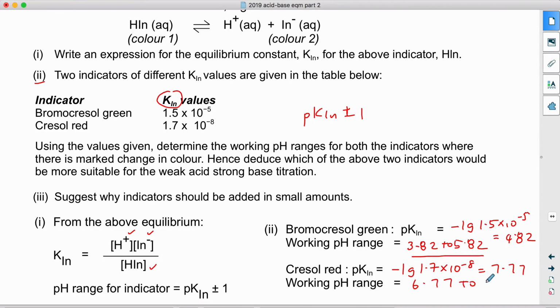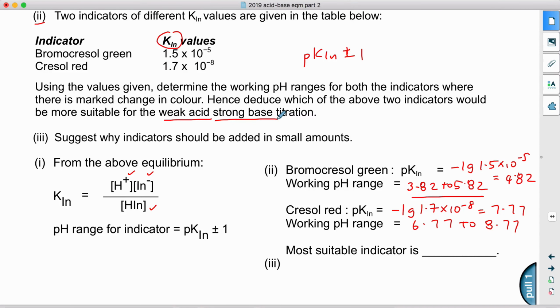So the working range should be 6.77 to 8.77. For a weak acid, strong base titration, we know that the equivalence pH would be greater than 7. Looking at the two working ranges, the most suitable indicator is cresol red because it is at a higher range, and the equivalence pH is greater than 7. So pick the one with a higher range.